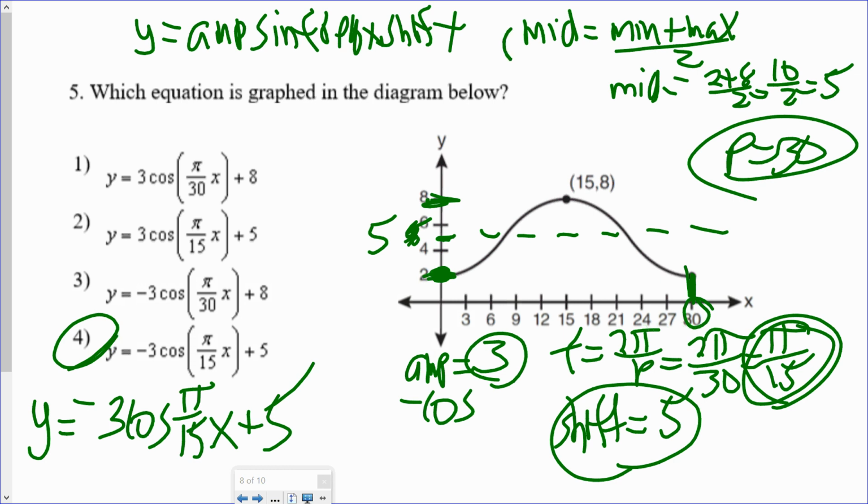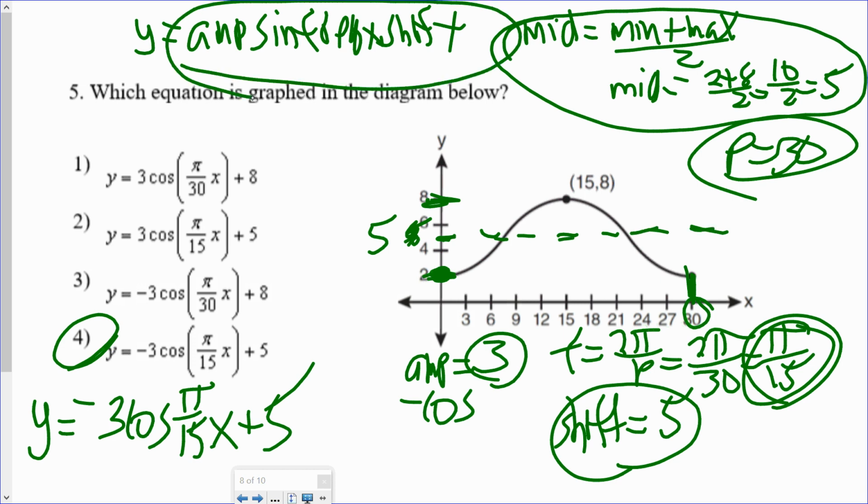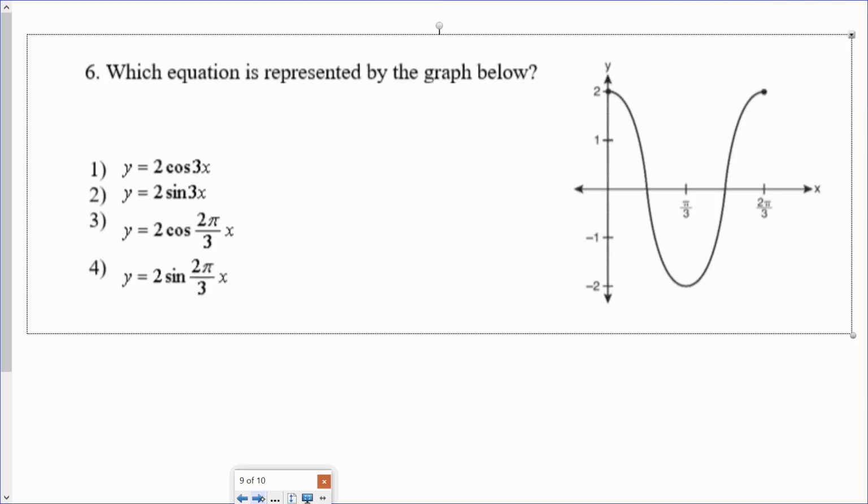Start with the midline, min plus max over 2. Draw the midline in. Once you have that, you should be able to find the rest of the information from amp sine freq x shift. Frequency is 2 pi over the period, so make sure you first find the period, which is where the full wave ends, and you put it all together. Why don't you try number 6 right now on your own? I'll give you a couple minutes, then I'll go over it.